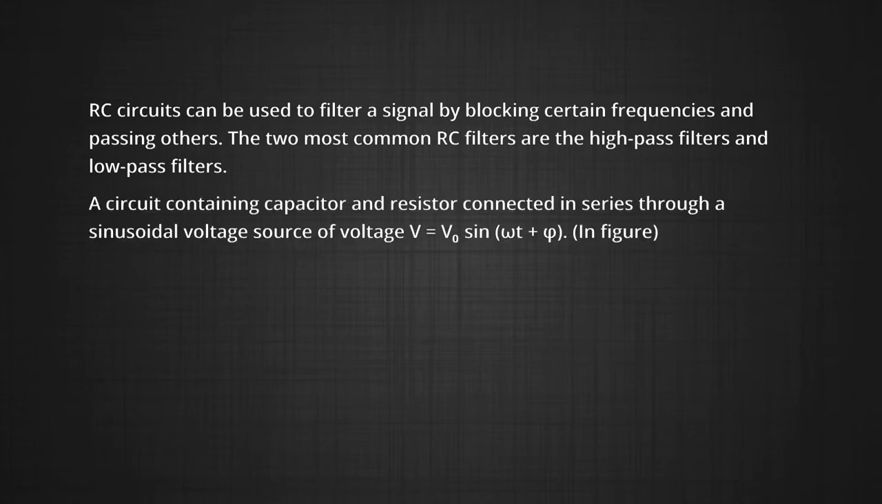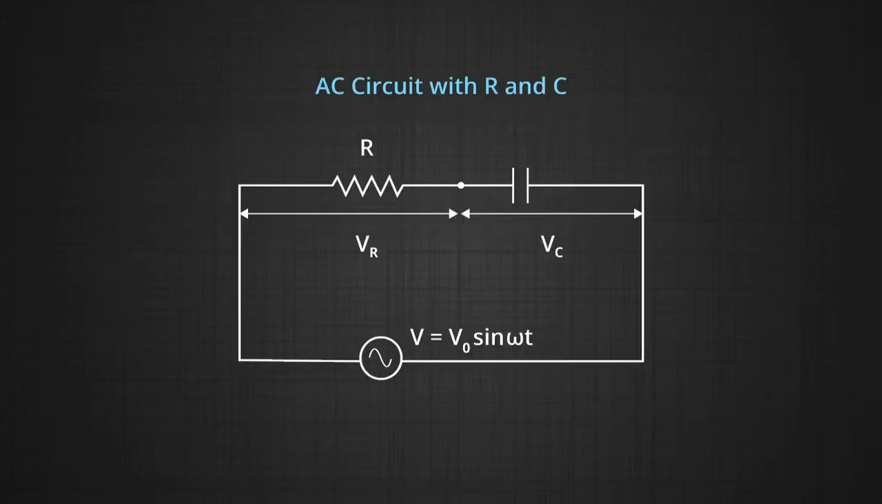The figure here shows a circuit containing a capacitor and resistor connected in series through a sinusoidal voltage source of voltage V equal to V naught sin(omega t plus phi). So, this circuit is showing how an AC source is connected with R and C in series. So, here we can look at again the phasor diagram, how the current varies through this circuit.